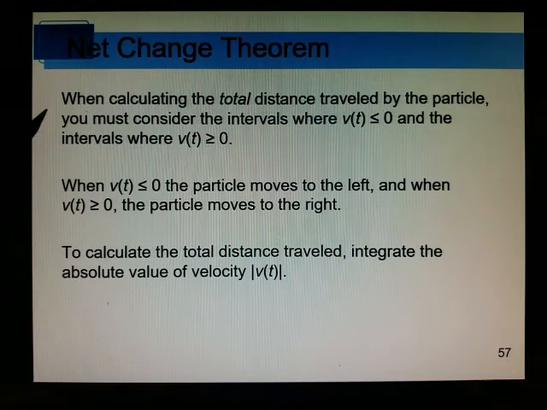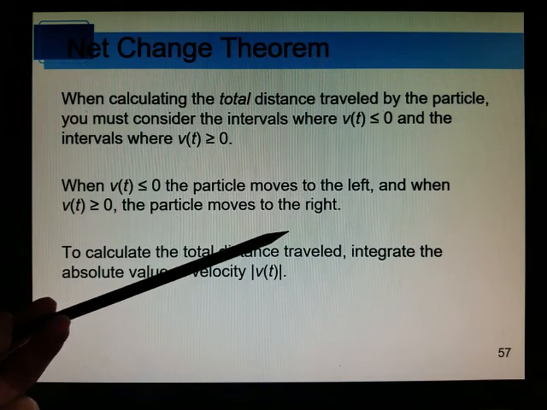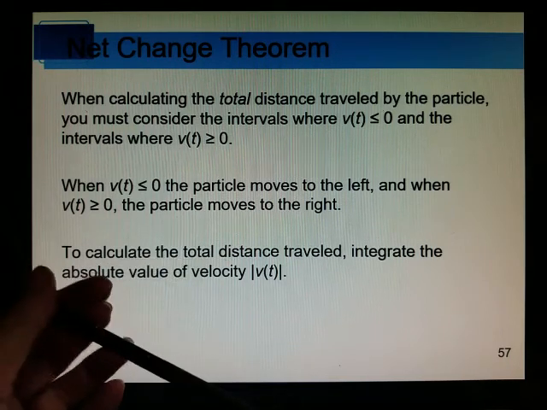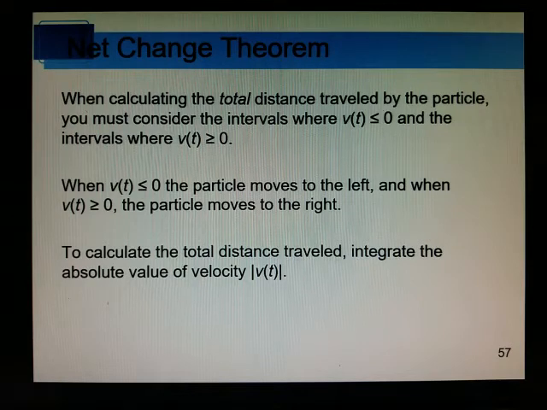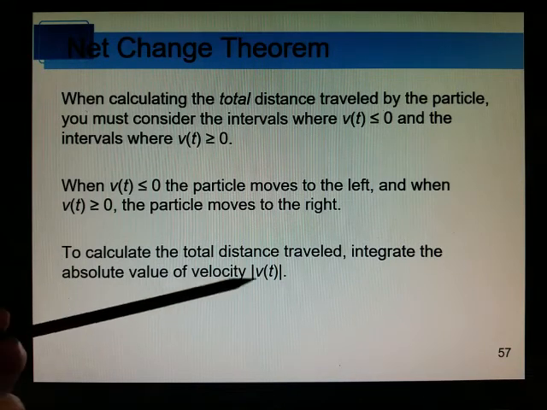So when calculating the total distance traveled by a particle, you must consider the intervals where the velocity is positive and where the velocity is negative. When the velocity is negative, the particle moves to the left, and when the velocity is positive, the particle moves to the right. This is referring just to objects that move to the right and to the left. So again, a positive velocity would mean to the right, a negative velocity would mean to the left. Typically, we're talking about things being shot off from a roof or being dropped from a roof. The positive velocity is going upward, and our negative velocity would be going downward. So to calculate the total distance traveled, we will have to calculate the absolute value of the velocities.